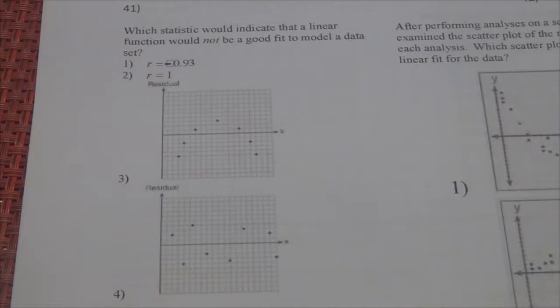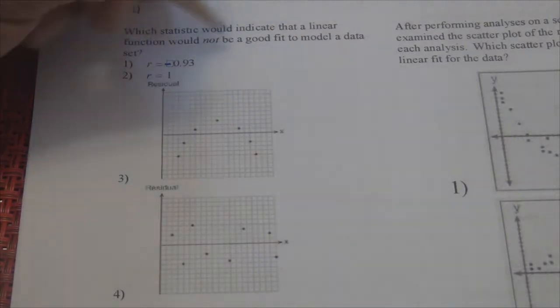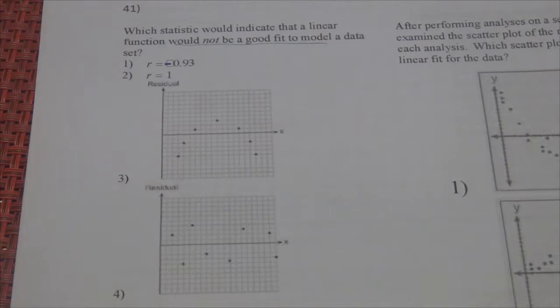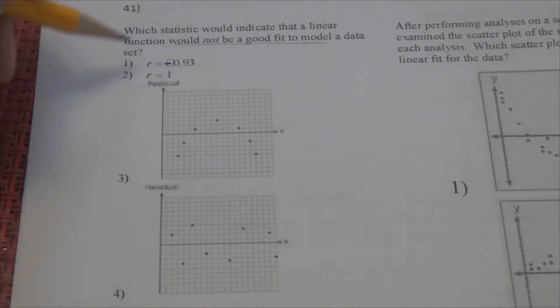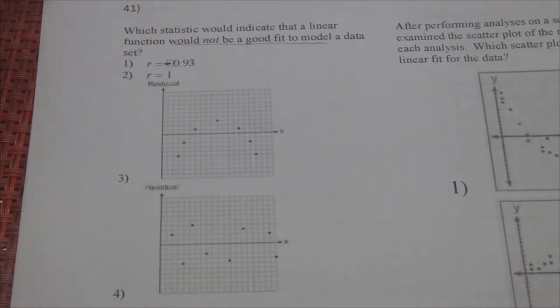Okay, so let's see this problem. Which statistic would indicate that a linear function would not be a good fit to model a data set? Well, the correlation coefficient here is negative 0.93. That means 93%. This is a good fit. A perfect fit.